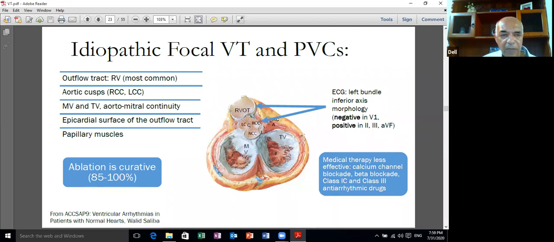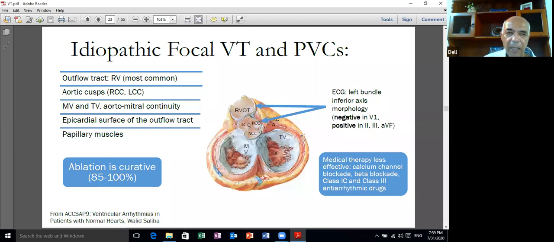They might arise from the apical part of the interventricular septum or the aortomitral continuity. They can arise from the epicardial surface of the outflow tract, so their ablation should occasionally be done transpericardially, and they may arise from the papillary muscles. Now, papillary muscle tachycardia is usually variable in morphology with subtle differences, and the ablation is difficult because of the complex three-dimensional structure of the papillary muscles.